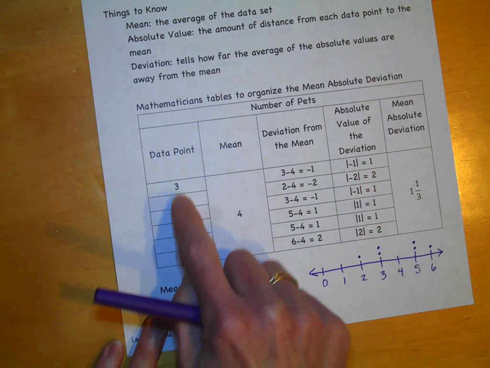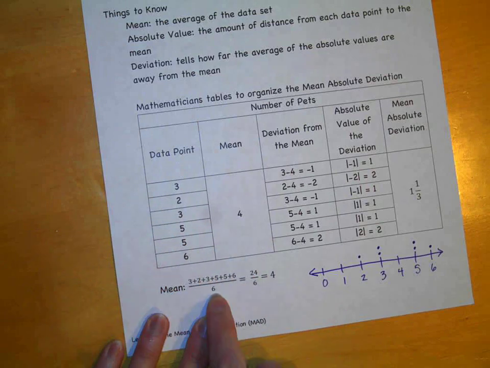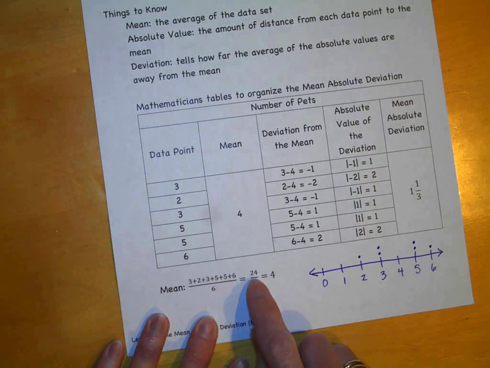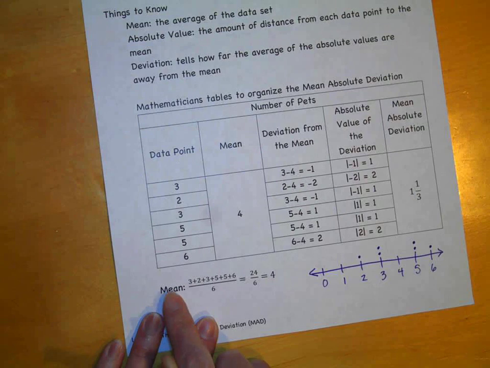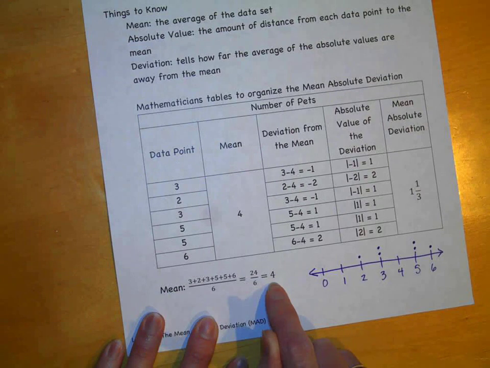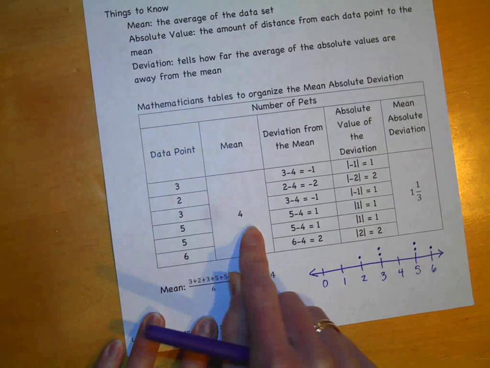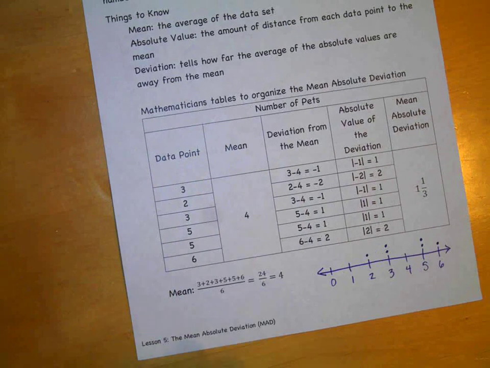And there are how many data points? 1, 2, 3, 4, 5, 6. So your denominator is 6. So now we have 24 divided by 6. 24 divided by 6 is 4. So we have just figured out that the mean is 4. So we write 4 right here because that's asking for the mean.